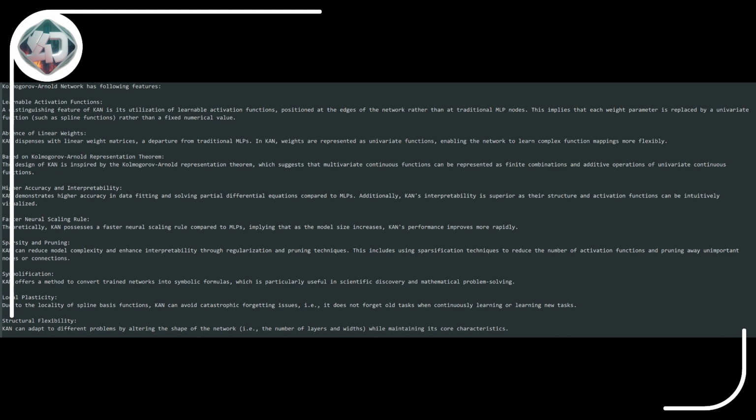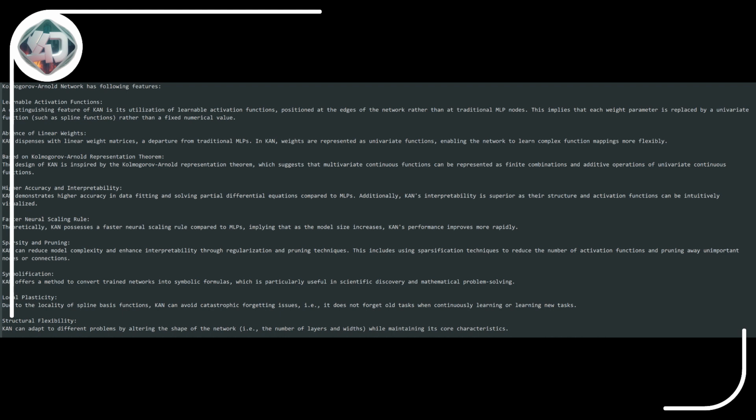Learnable activation functions. A distinguishing feature of KAN is its utilization of learnable activation functions, positioned at the edges of the network rather than at traditional MLP nodes. This implies that each weight parameter is replaced by a univariate function, such as spline functions, rather than a fixed numerical value.